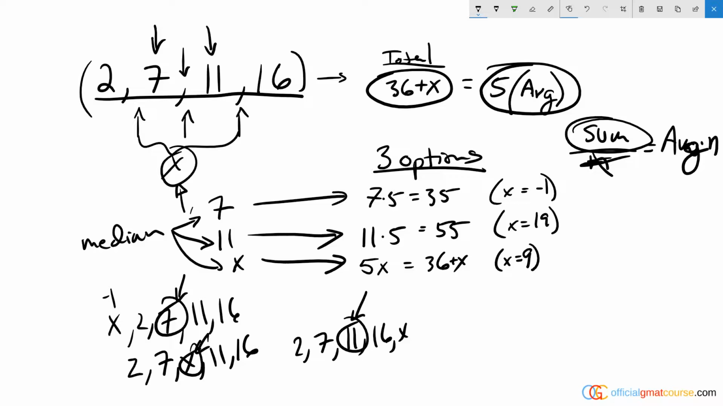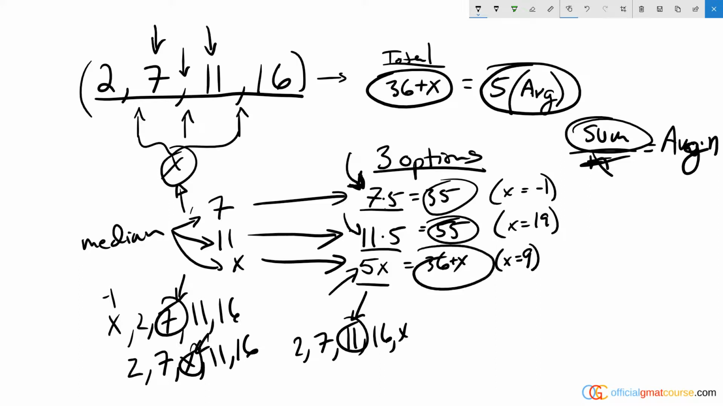And if the average is equal to the median, that means it has to be equal to either 7 times 5, 11 times 5, or 5x. So what I'm doing is I'm choosing values that would set our totals equal to 35, 55, and 36 plus x for the last one.